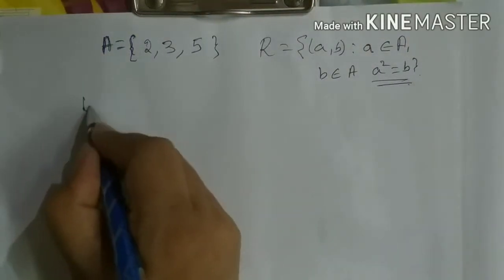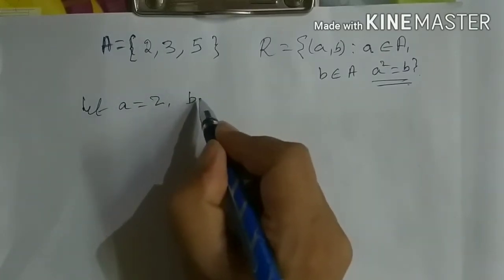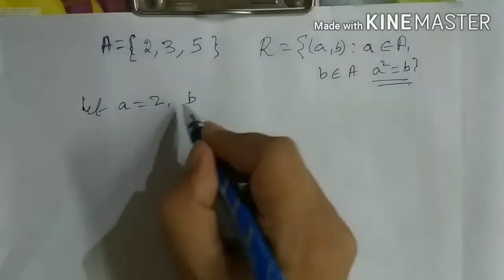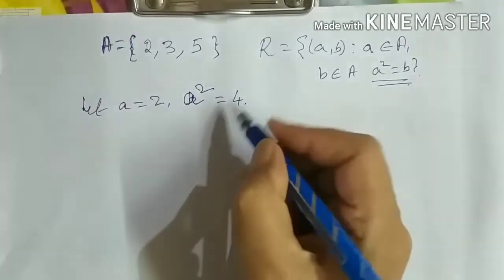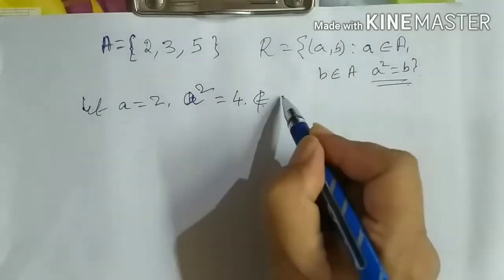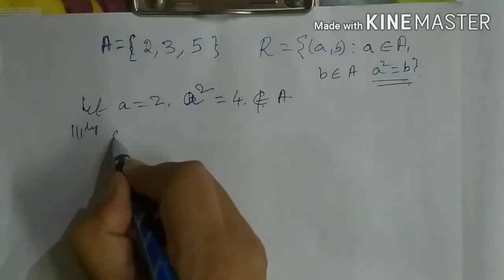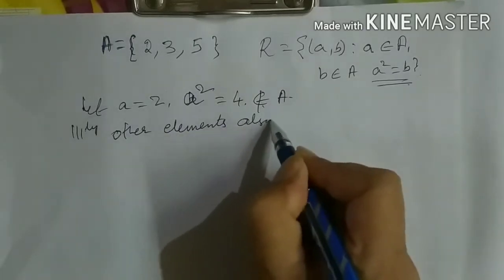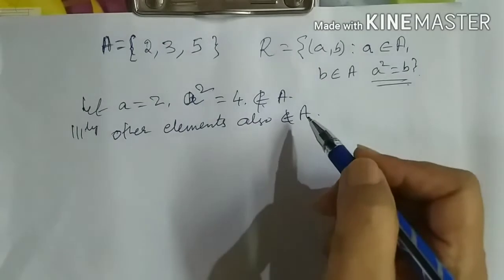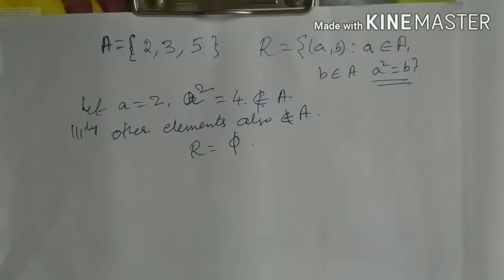So let a = 2. So a², which is nothing but 4, does not belong to A. Similarly, other elements also do not belong to A. Therefore, R is an empty relation.